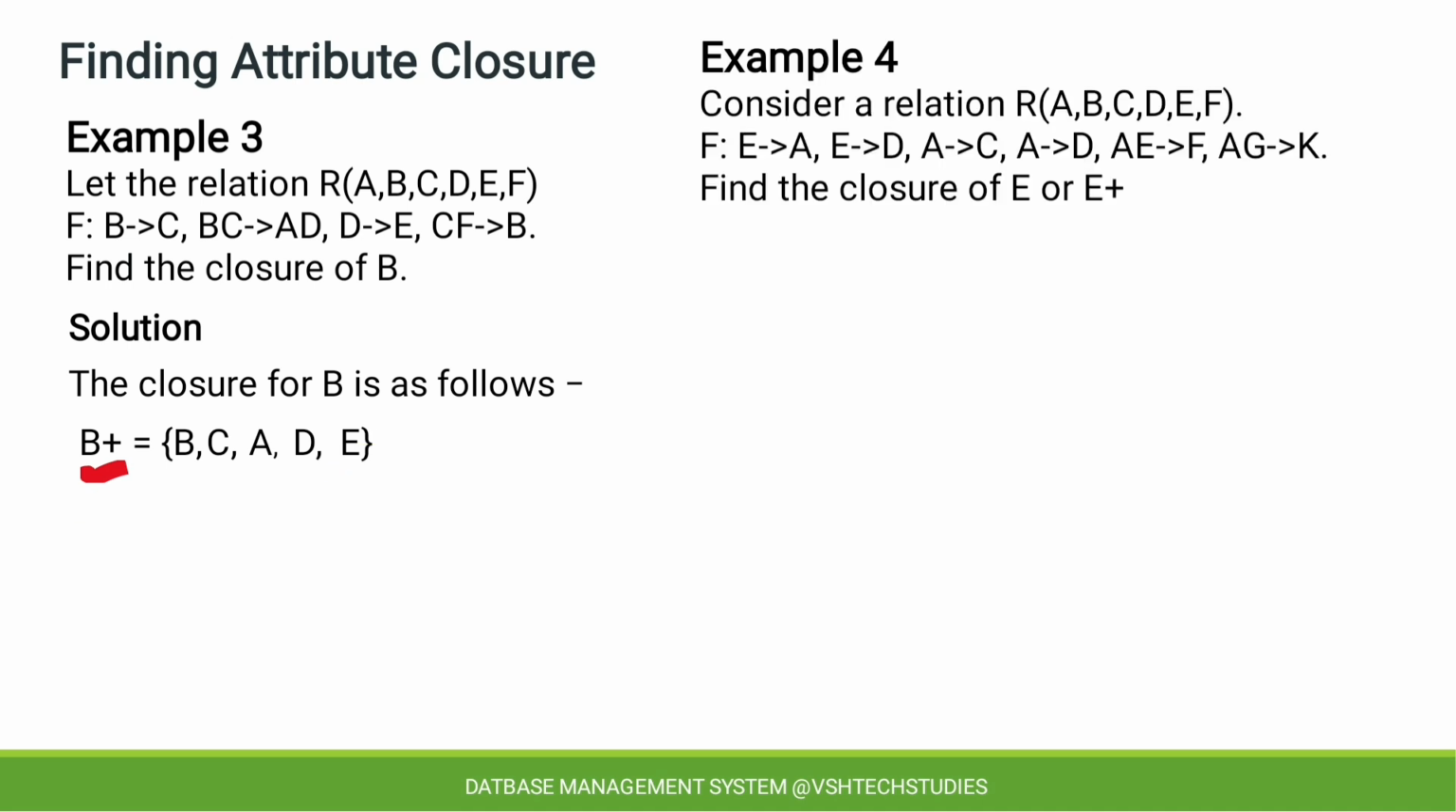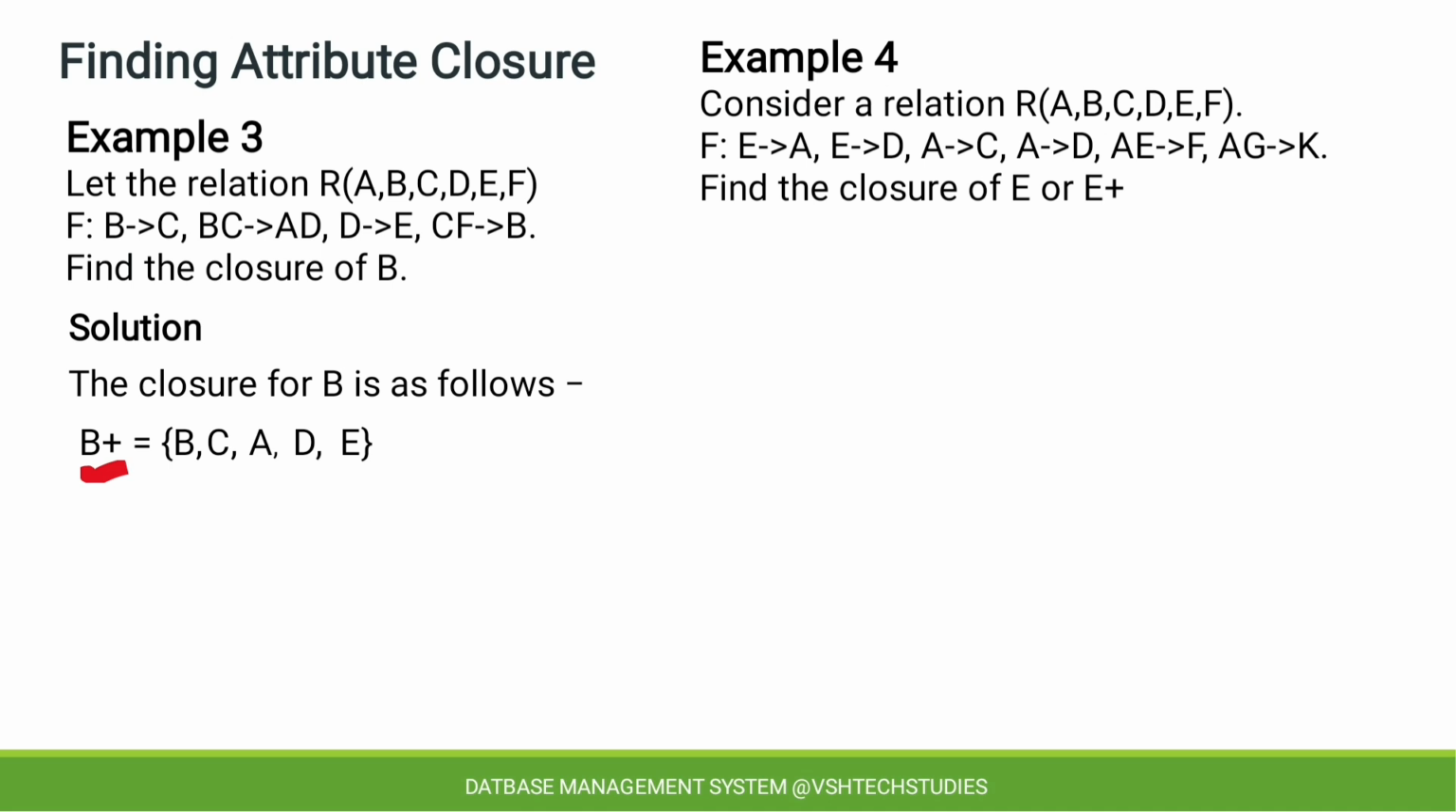We'll see another example. In this example, relation R with attributes A, B, C, D, E, F is specified. Then the functional dependency set shows E determines A, E determines D, A determines C, A determines D, A determines F and AG determines K. We have to find the closure of E, that is E plus.